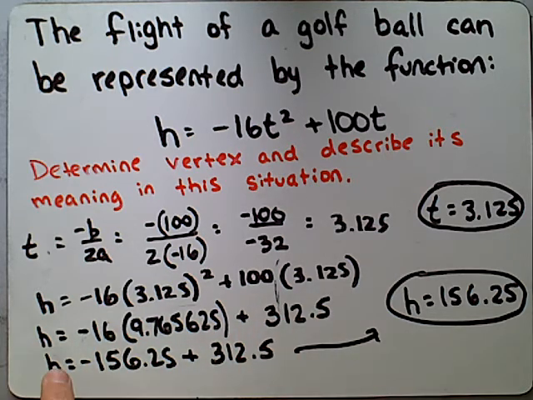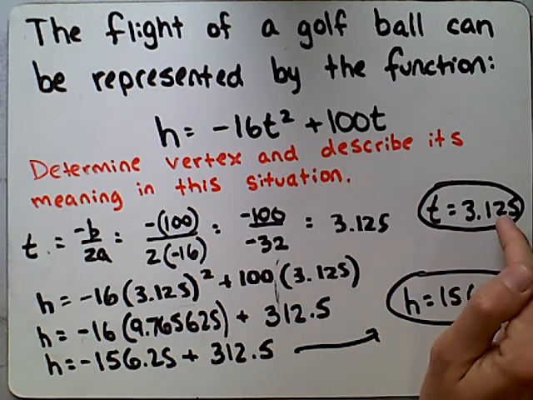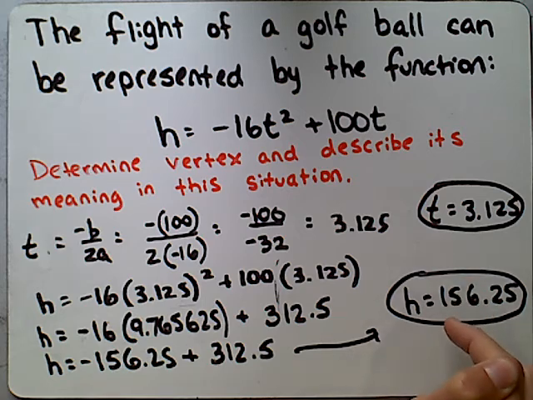So run through those calculations by squaring the 3.125, multiplying by negative 16, and then adding the results of this multiplication problem, 312.5. After running through all those calculations, you get 156.25. That is your height, your peak height at the time 3.125. Meaning after 3.125 seconds, the ball will reach its peak height of 156.25 feet.